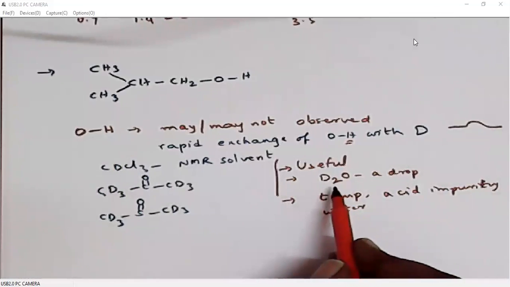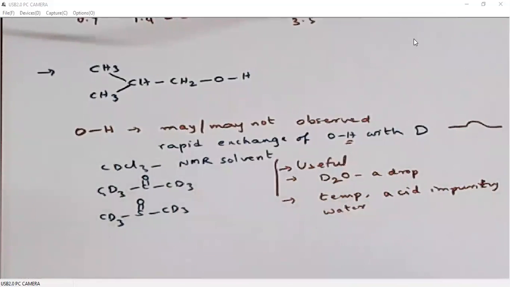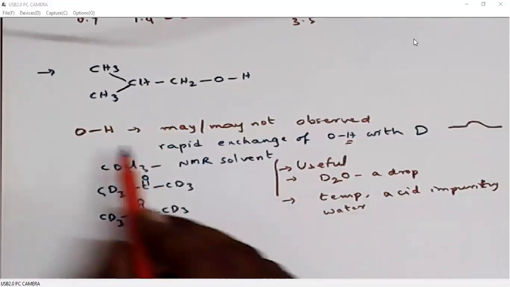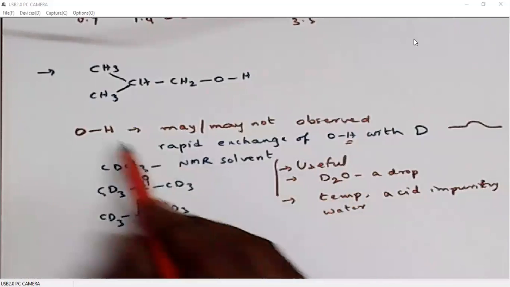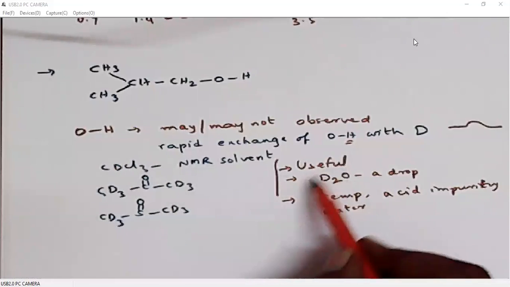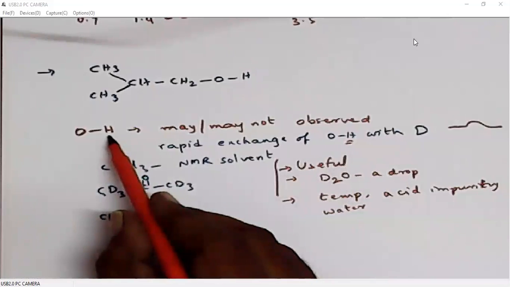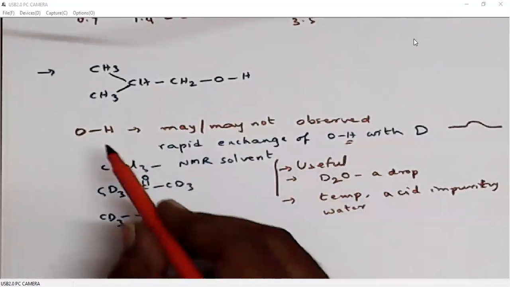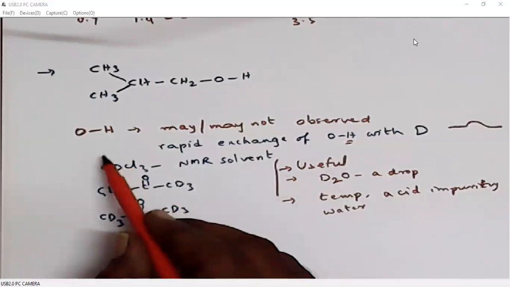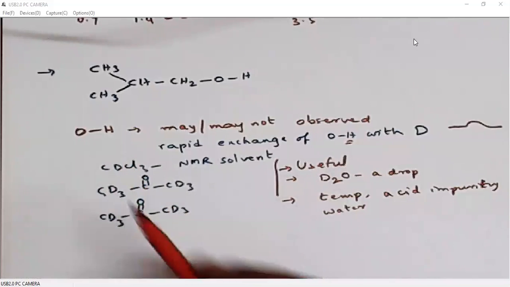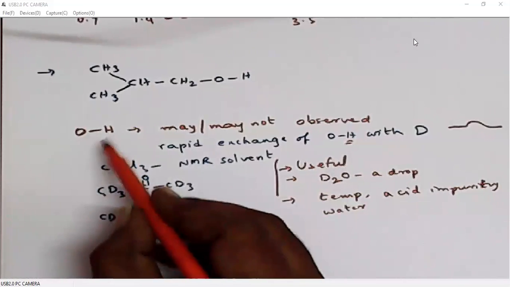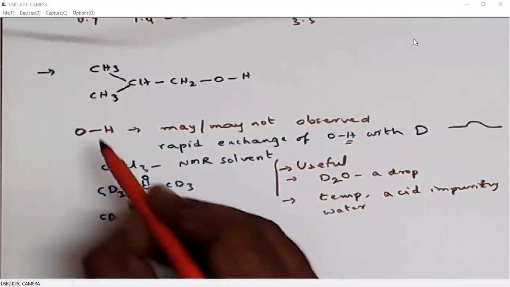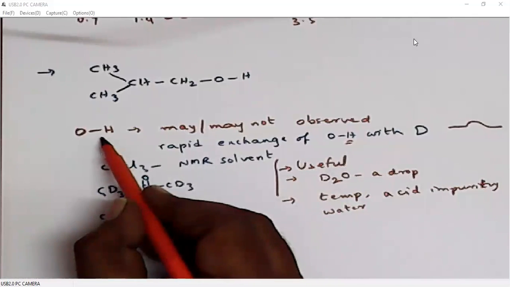When it undergoes exchange with deuterium, we don't observe any OH peak. So we can take two spectra: one without exchanging the deuterium, and after exchanging this OH proton with deuterium, we will take one more spectrum. When we compare these two, we can easily identify which one is the OH peak. If OH is present, we will get the peak.